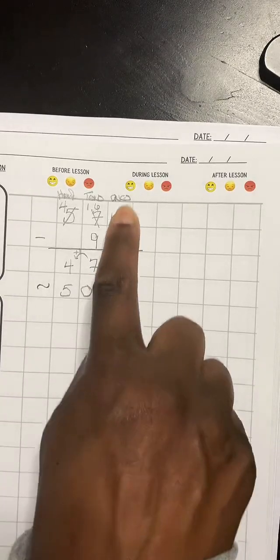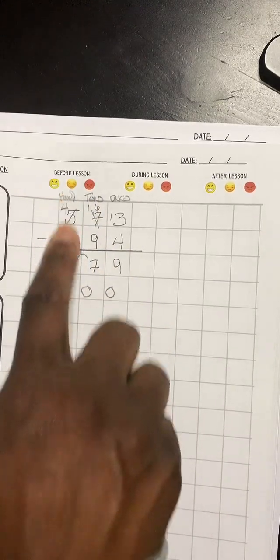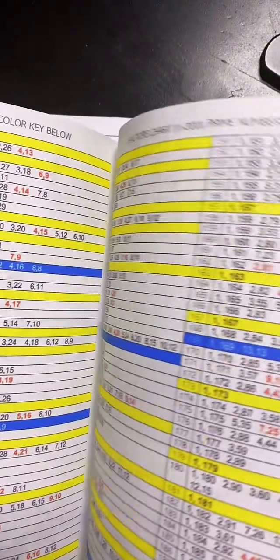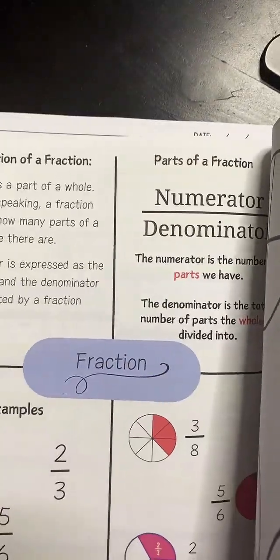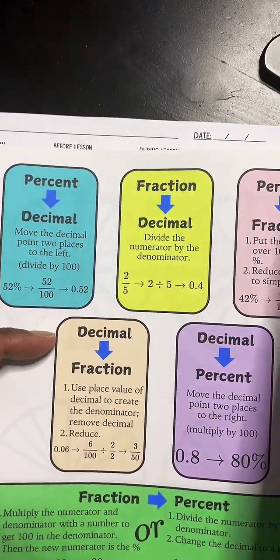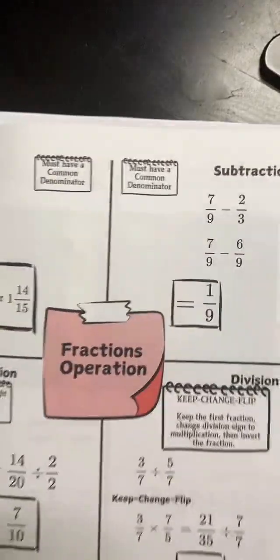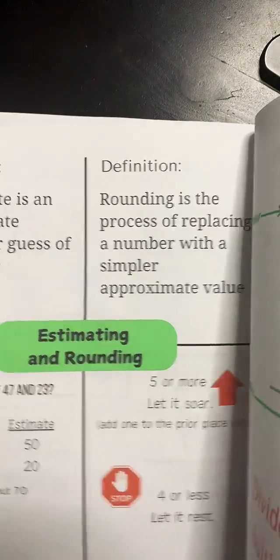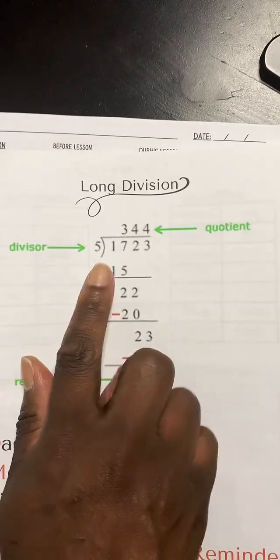For the younger ones, they can keep up with their ones places, their tens, their hundreds, and they also receive the same support as they would for the other book. They still have the same factor sheet, but they have a little more definition about what fractions are, some examples of things they can use for fractions, how to convert from a percent to a decimal, fraction to a decimal, fraction operations, place values, decimal operations, and then estimating and rounding, as well as long division.